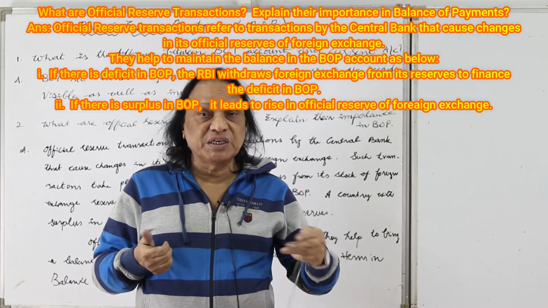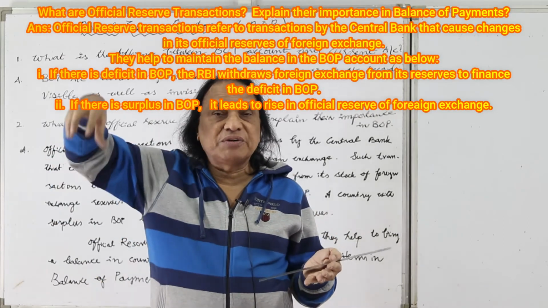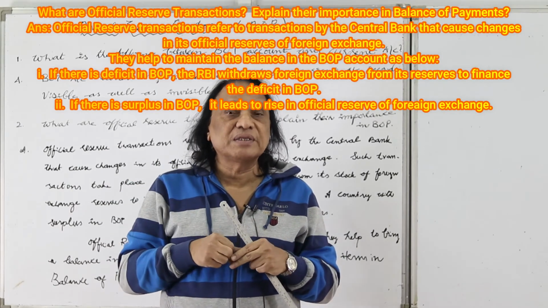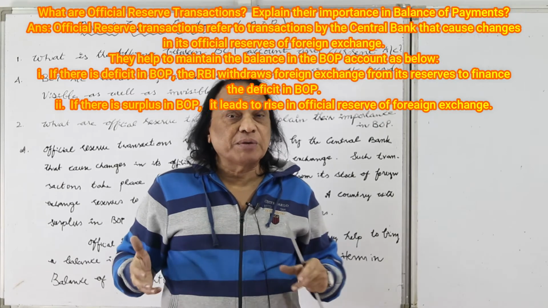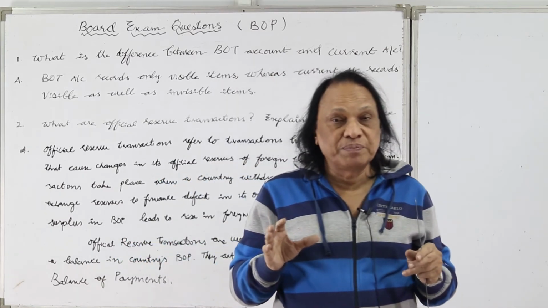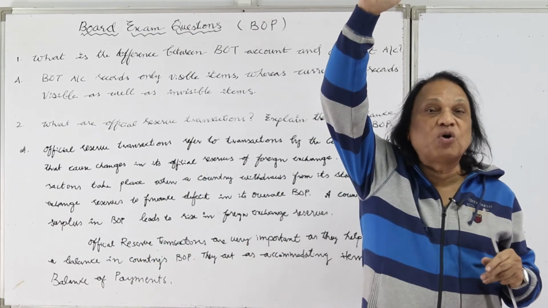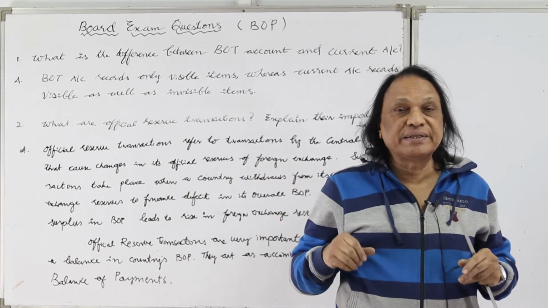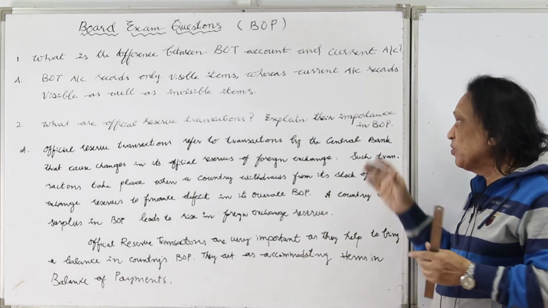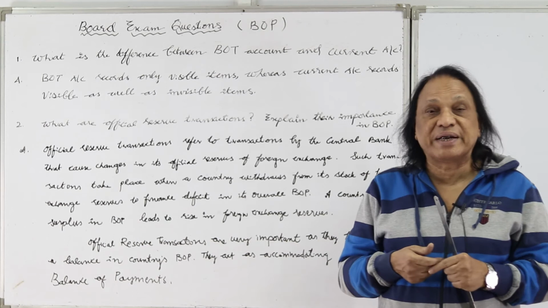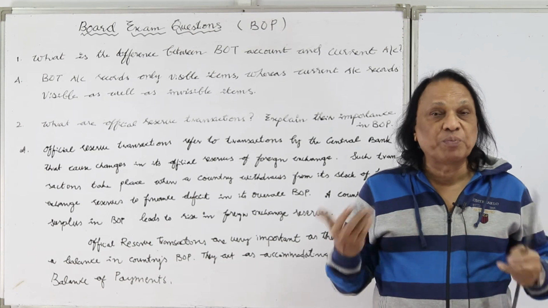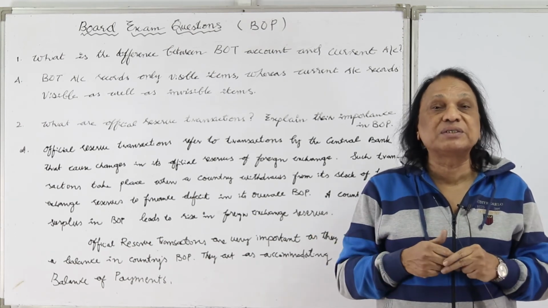For example, if there is a deficit of $500 billion, we can take it from these official reserve transactions to fill this gap or deficit. If there is surplus in BOP, the official reserves of the central bank will go up. So in case of surplus, they'll go up. In case of deficit, we run down, take the reserves from there. Now they're asking you to explain their importance in BOP. What is the importance of official reserve transactions? Official reserve transactions help to maintain a balance in BOP all the time.